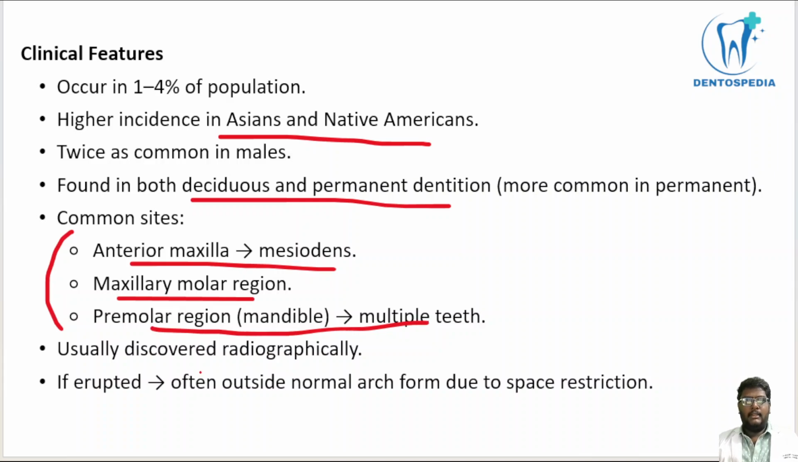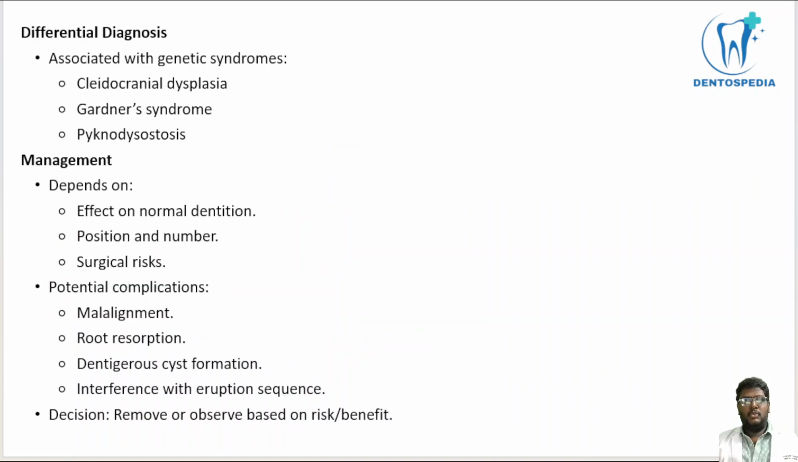These are discovered radiographically in a few cases. In a few cases, these supernumerary teeth can be seen clinically. These supernumerary teeth can pose certain problems like malocclusion and also facial disfigurement. All these can be treated with the help of orthodontic treatment. There are certain syndromes where you can see multiple supernumerary teeth. They are cleidocranial dysplasia, Gardner syndrome, and pyknodysostosis.